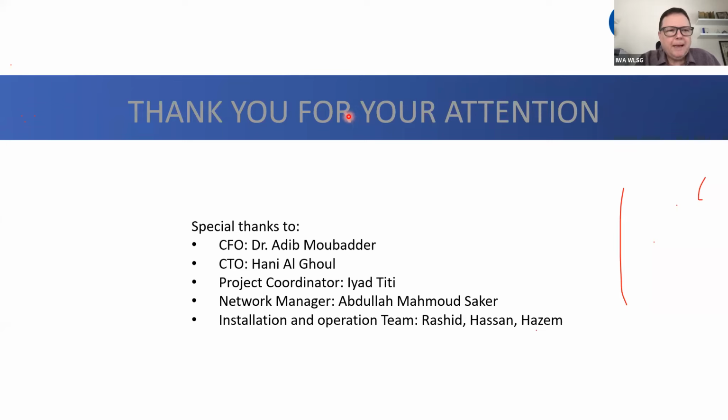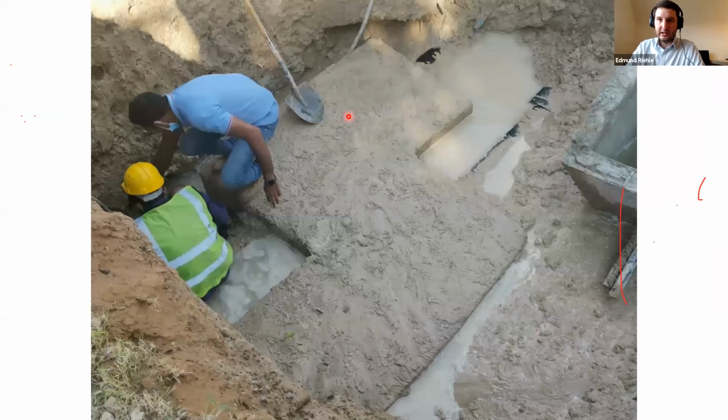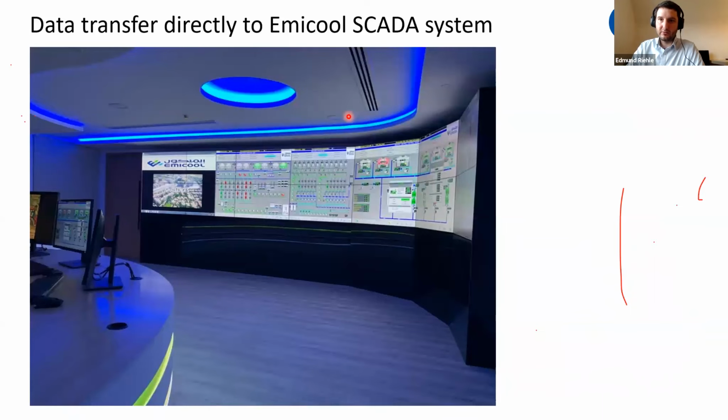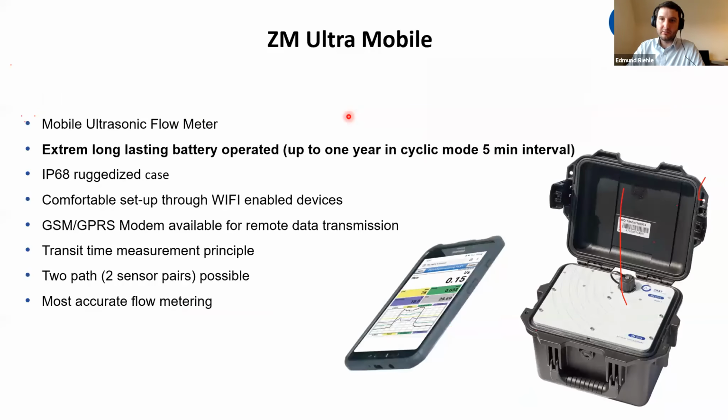The first one is, what is the battery life with 5-minute intervals for the ZM Ultra Mobile? I mentioned it in the slides. It's up to 1 year autonomy you can achieve with the ZM Ultra Mobile in cyclic mode. Cyclic mode means that between the 5 minutes it sleeps, then it wakes up, takes the reading and goes back to sleep. Together with the GPRS, the GSM modem, you can send this data in a 5-minute interval, which means it connects to the mobile network, sends the data, and goes back to sleep. So it's possible to have a 1 year autonomy without recharging the battery.